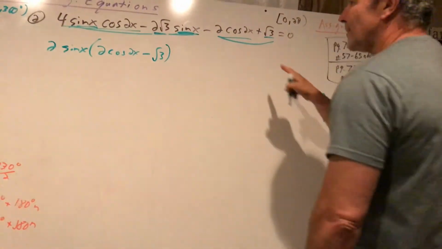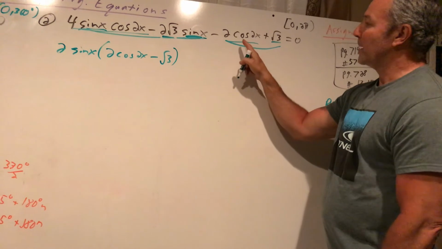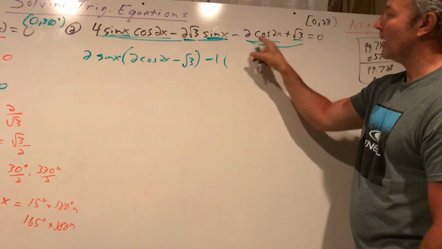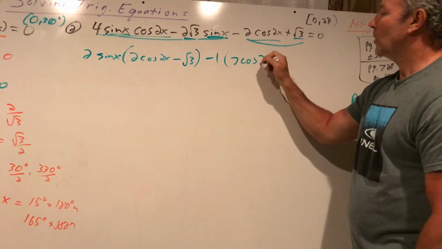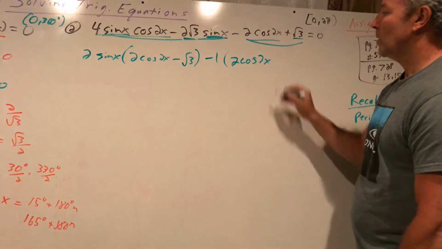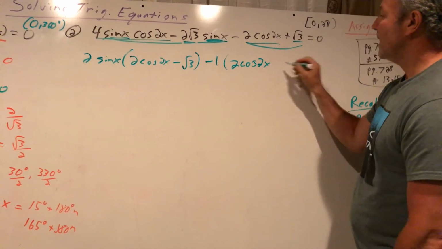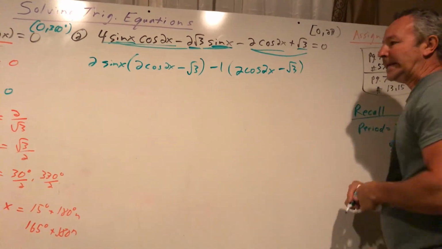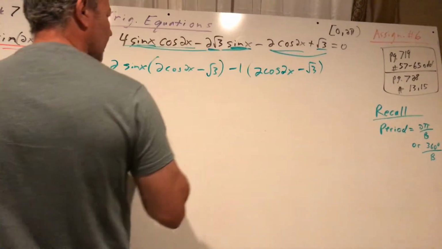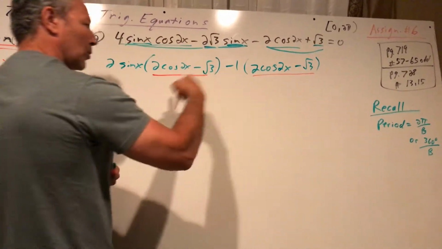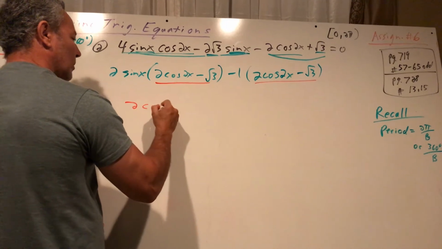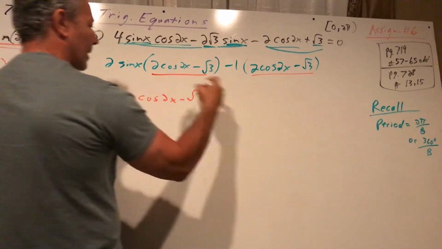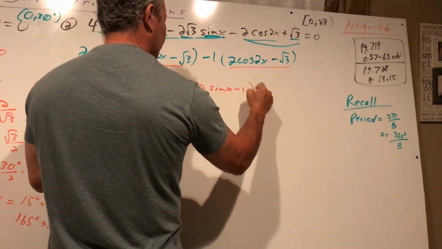Over here, I can't take anything out, but my signs are wrong, so I know that if I take a negative 1 out, that'll adjust that. Negative 1 times a positive 2 cosine of 2x will give me the negative 2 cosine of 2x. And then a negative 1 times minus root 3 will get me the plus root 3 I want. Okay, we're factoring by grouping. These two match as they should. I'm going to pull out on the side, have one of those, 2 cosine of 2x minus root 3. And then I have a 2 sine of x minus 1.